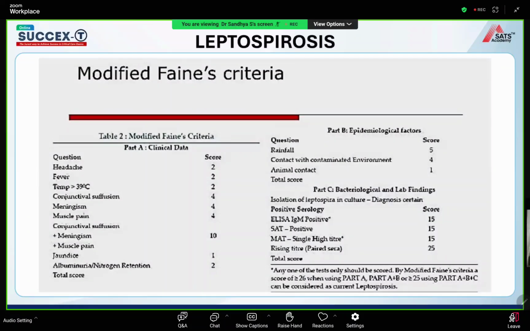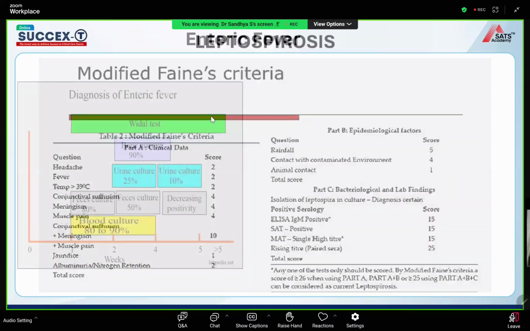In leptospirosis, another important thing is the modified Faine's criteria. Whenever you are asked to make a diagnosis of leptospirosis, along with other lab investigations, this clinical criteria should also be included in the diagnosis of leptospirosis.